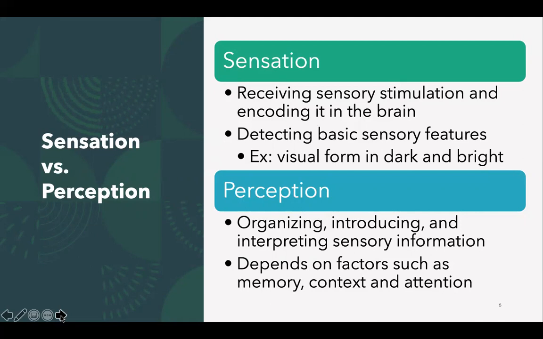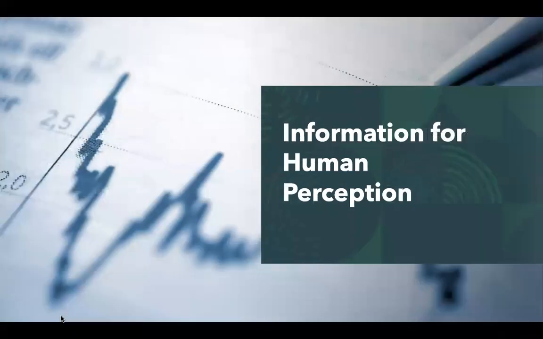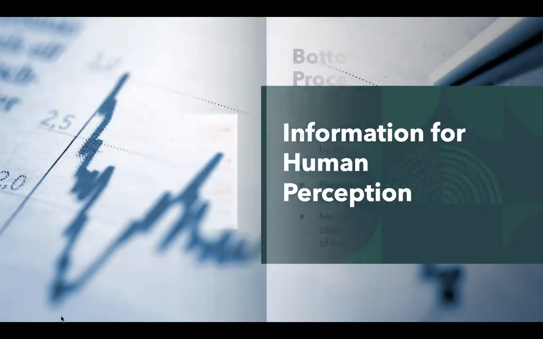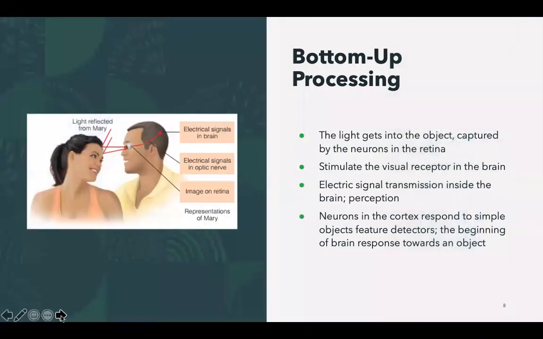In other words, senses are the physiological basis of perception. And then moving on to information for human perception, we will offer a few types of processing. The first one is bottom-up processing. So perception is built on a foundation of information from the environment, right?